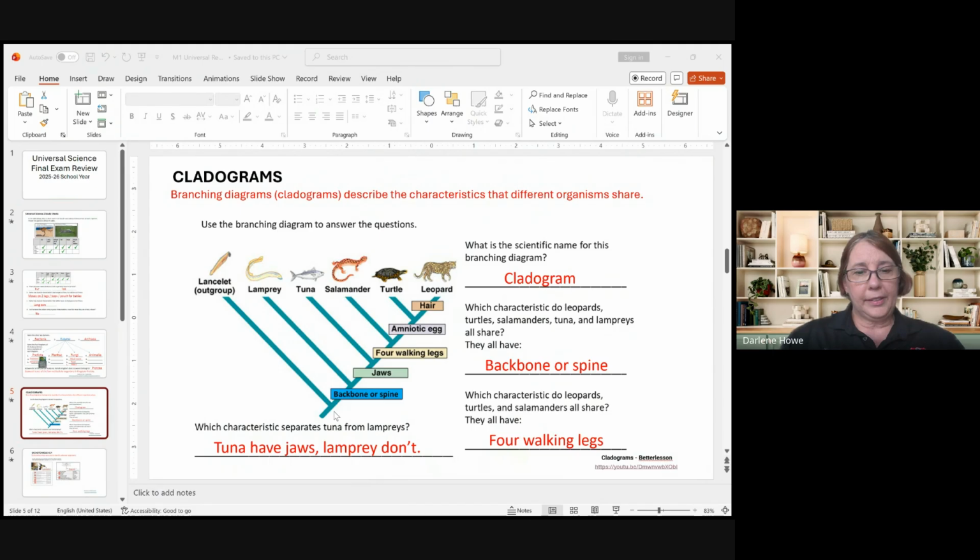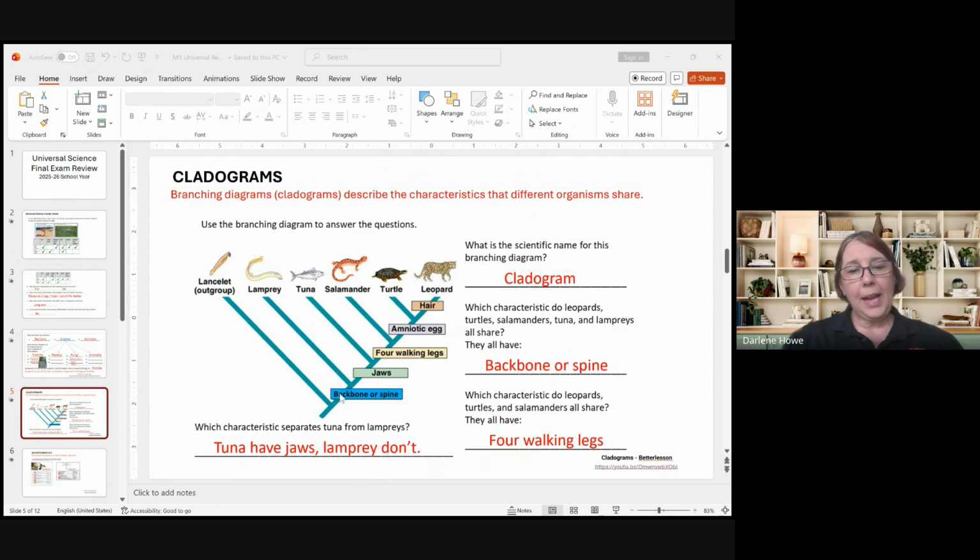All right, so on this cladogram, which characteristic do leopards, turtles, salamanders, tuna, and lampreys all share? Okay, so in order to do that, we're going to go leopard, turtle, salamander, tuna, and lamprey. Okay, so when we get to lamprey, we go down the lamprey arm to the timeline. The timeline is pretty much what it is, okay?